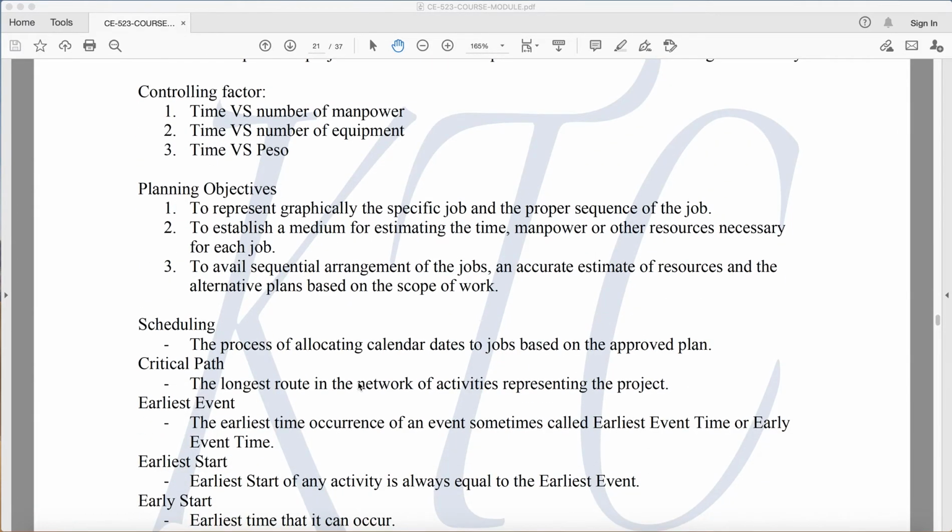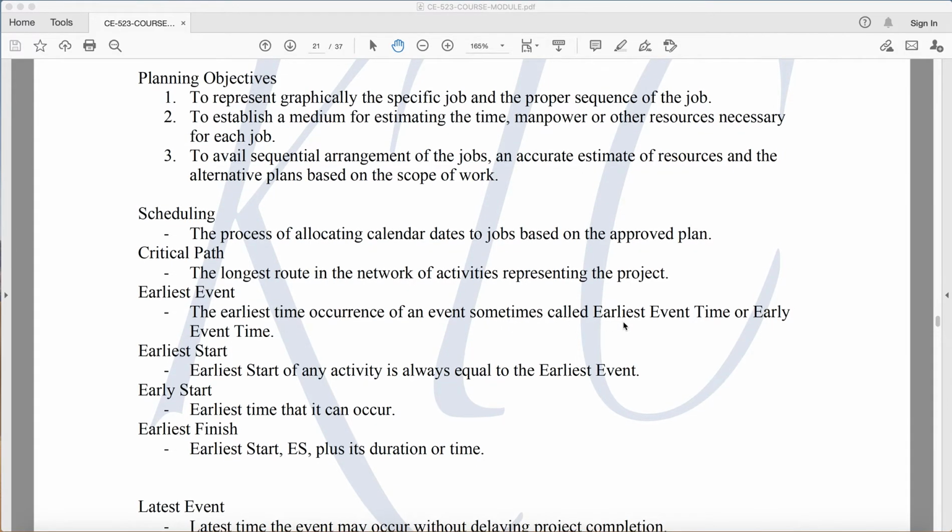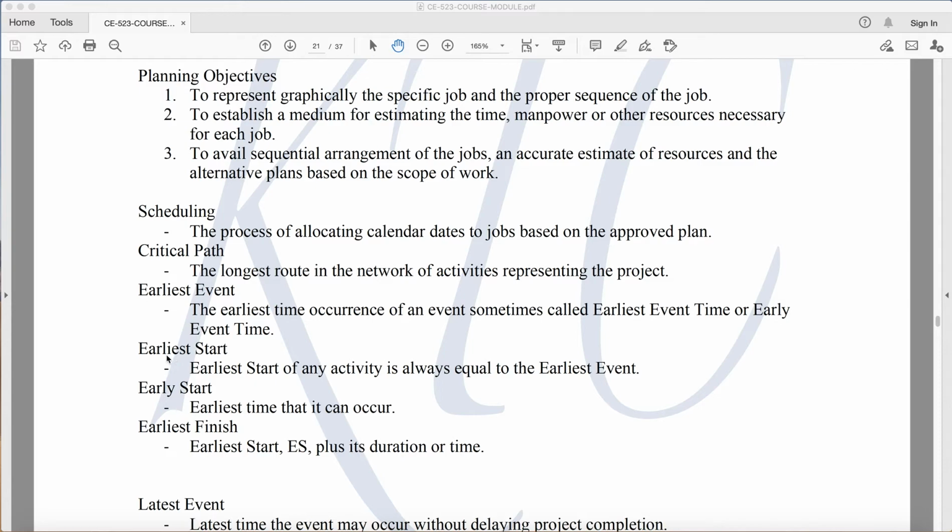Okay? Next would be the earliest event. So the earliest event, it is the earliest time occurrence of an event, sometimes called the earliest event time or early event time. So earliest event, it is the earliest possible that an event would happen. Okay? Next would be the earliest start. So earliest start of an activity is always equal to the earliest event. So the earliest start, it is the duration where it is the earliest possible na sisimulan yung isang activity.